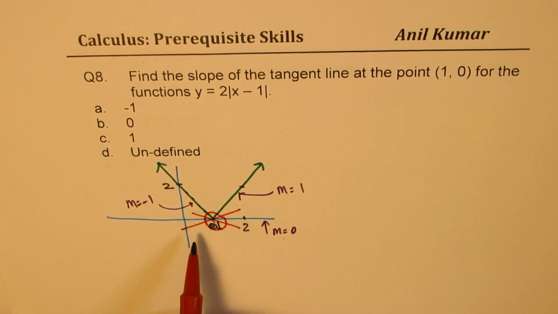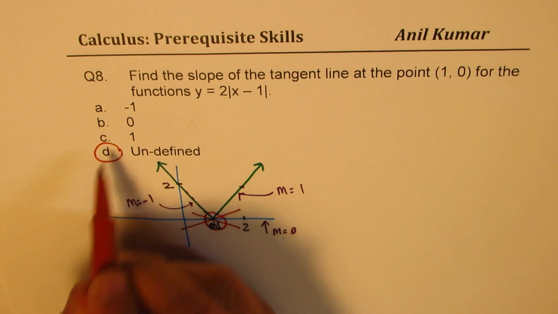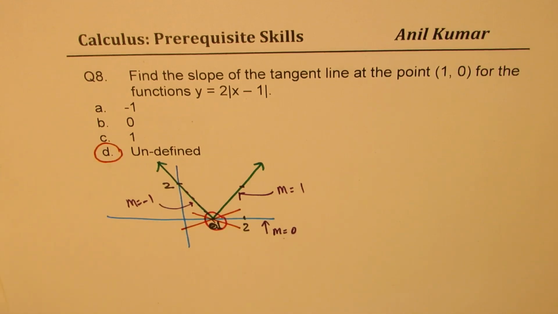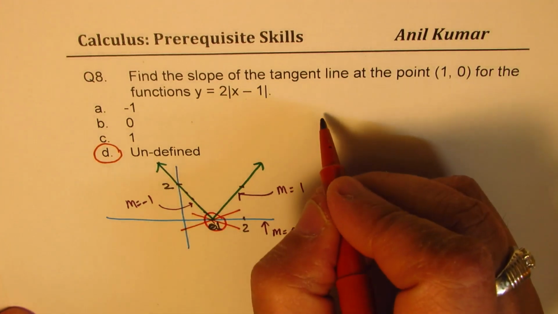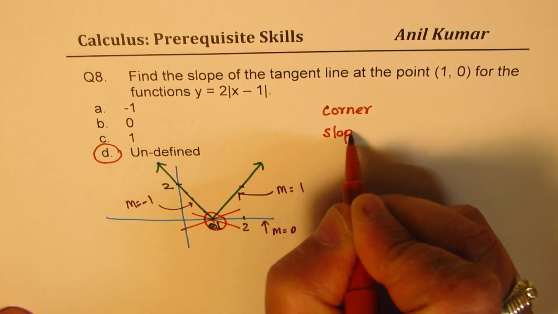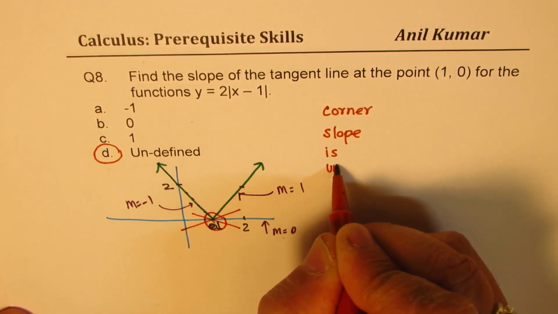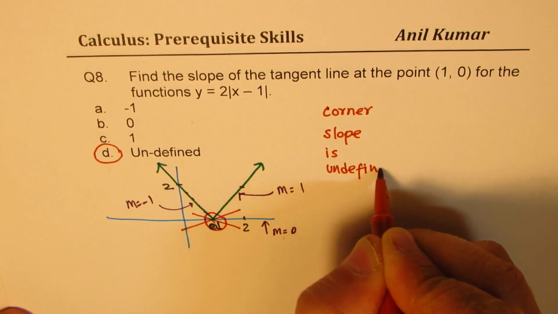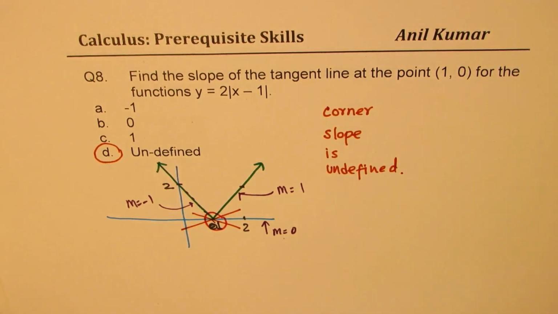Perfect. So what we have here is so many choices. That really means the slope is undefined. We are not very certain about it. So any cusp or a corner. So what we learned here is that at a corner, slope is undefined. Correct. So from a graph, if you have a corner, not a smooth curve, in that case the slope is undefined. So this is a very important concept which we are going to use in calculus.